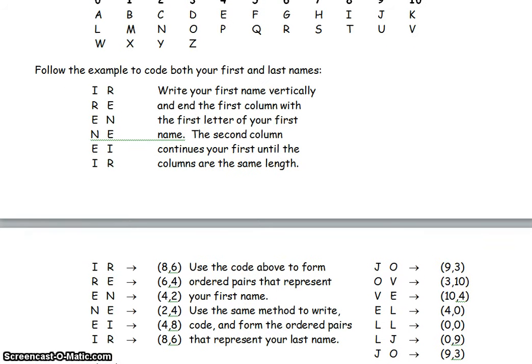And then she does the same thing for her last name. Again, you're doing your full last name and then the first letter of your last name. And then you're going to continue spelling your last name on the second column. And so you should have the exact same amount of letters on both sides so that you'll have ordered pairs.